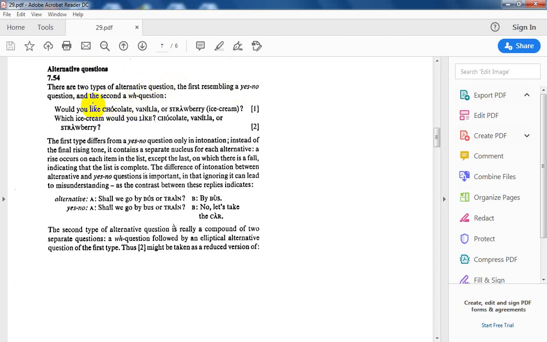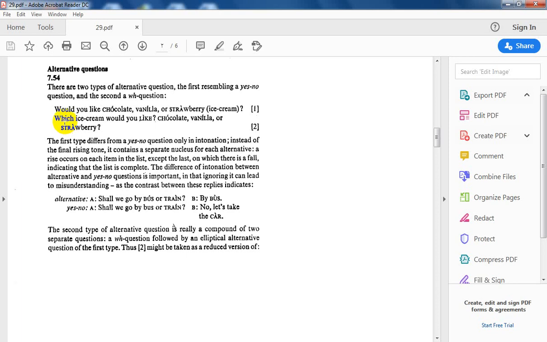Look at this one. Would you like chocolate, vanilla, or strawberry? It resembles a yes/no question since it starts with an auxiliary, an operator. In contrast, which ice cream would you like? Chocolate, vanilla, or strawberry. It starts with a WH element, so it resembles the WH question.